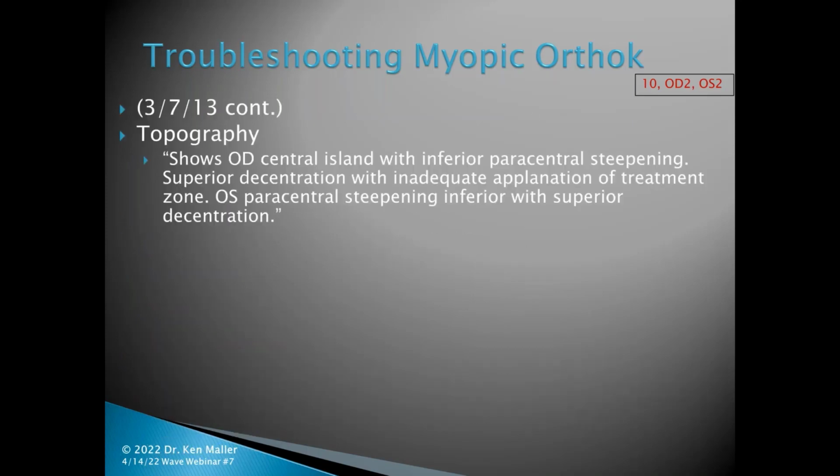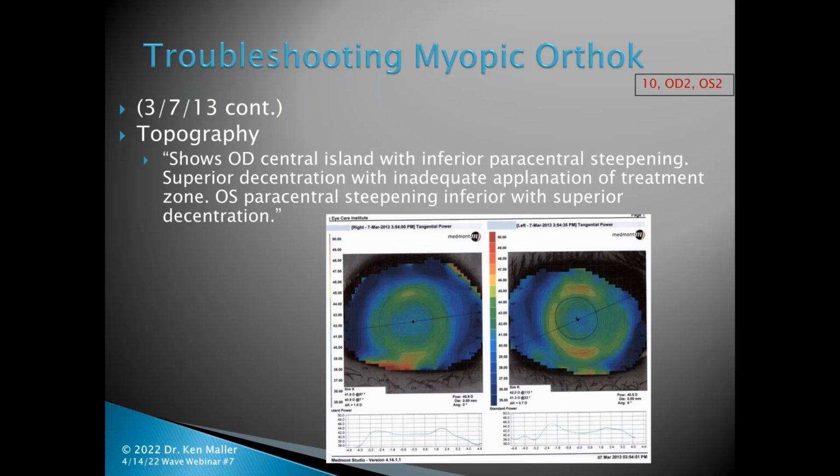So topography shows right central island with inferior paracentral steepening, superior decentration with inadequate applanation of the treatment zone. The left showed the paracentral steepening inferiorly with superior decentration. Again, related to the pupil, it doesn't appear that the treatment is actually superiorly decentered.